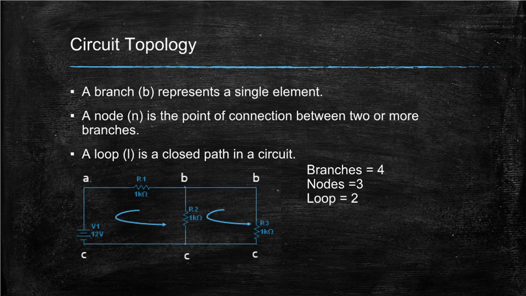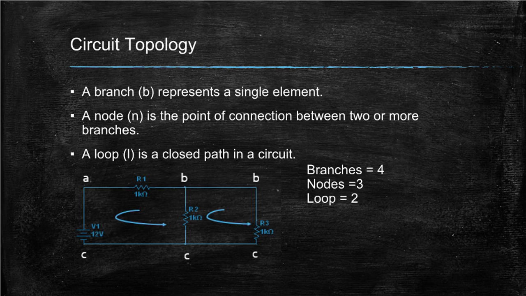In this circuit diagram, we will find the number of branches, nodes, and loops. There are 3 resistors and 1 voltage source, meaning there are 4 elements in the circuit. So there are 4 branches. All the letters you see in the circuit represent nodes. They appear before or after a circuit element.